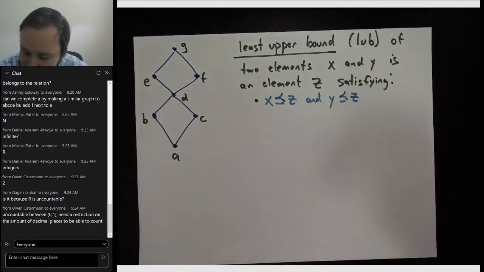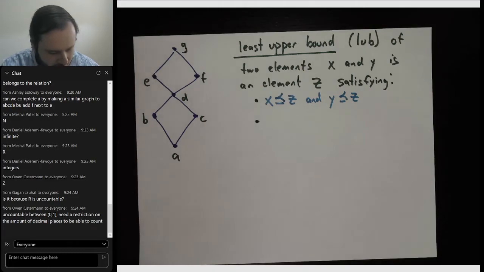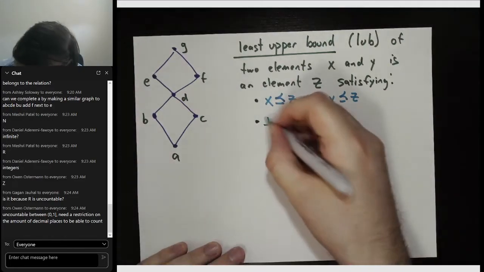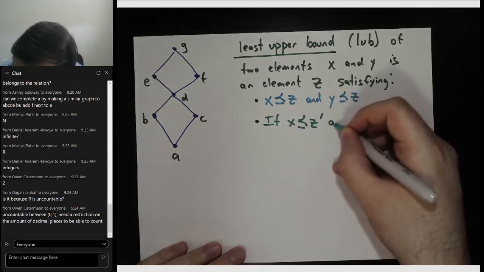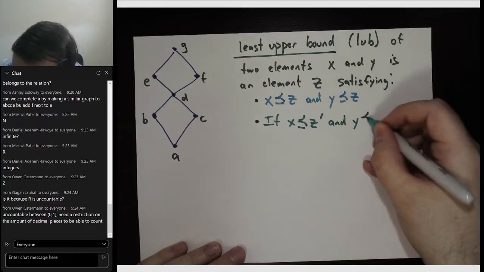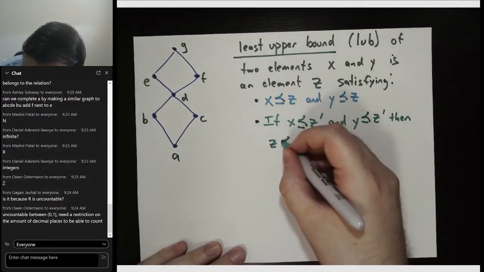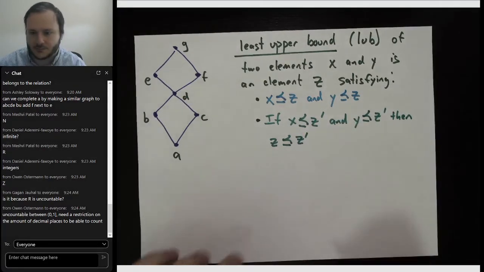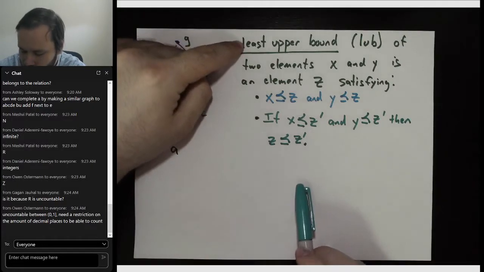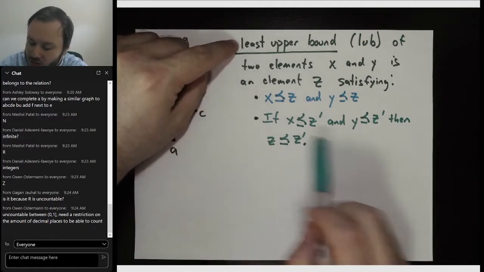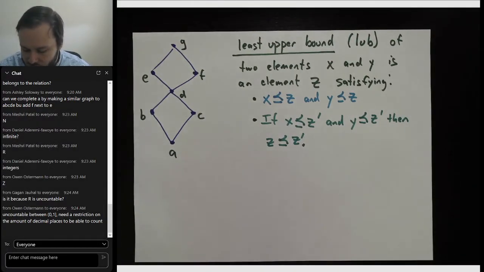But also it is the least upper bound. So if I have any other element that does this, if X is curly less than or equal to Z prime, and Y is curly less than or equal to Z prime, then Z is also curly less than or equal to Z prime. This is what it means to be the least one. Might not be the only upper bound, but it's smaller than any other upper bound.